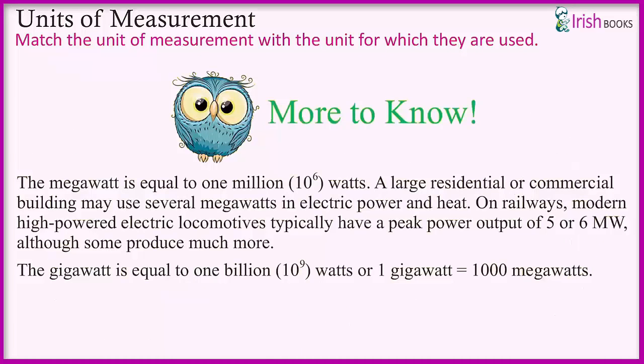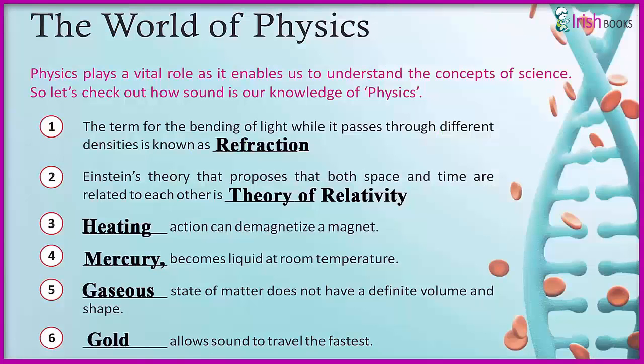More to know. The megawatt is equal to 10 to the power of 6 watts. A large residential or commercial building may use several megawatts in electric power and heat. On railways, modern high-powered electric locomotives typically have a peak power output of 5 or 6 MW, although some produce much more. The gigawatt is equal to 10 to the power of 9 watts, or 1 gigawatt is equal to 1000 megawatts.